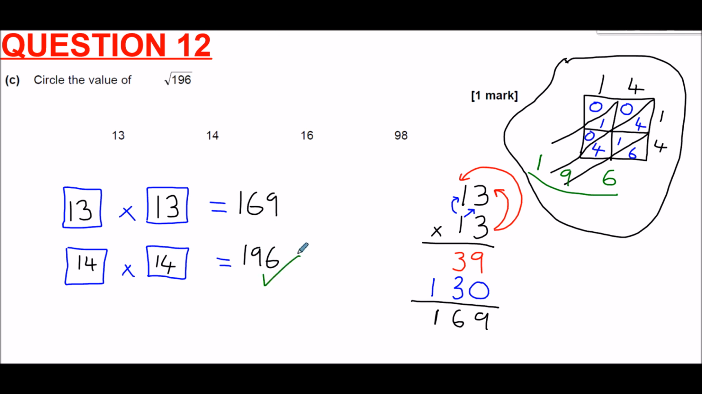196, that does work. And so because 14 multiplied by itself is 196, that's just another way of saying that the square root of 196 is 14. Squaring and square root are the opposite things.